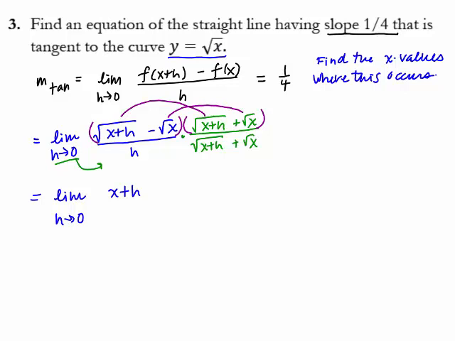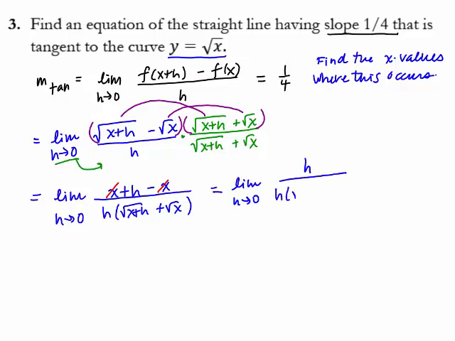So negative square root x times positive square root x is negative square root of x squared, which is x, divided by h times the square root of x plus h plus the square root of x. In the numerator the x's cancel, that's handy, leaving us the limit as h approaches 0 of just h over h times the square root of x plus h plus the square root of x. And now the h's cancel.